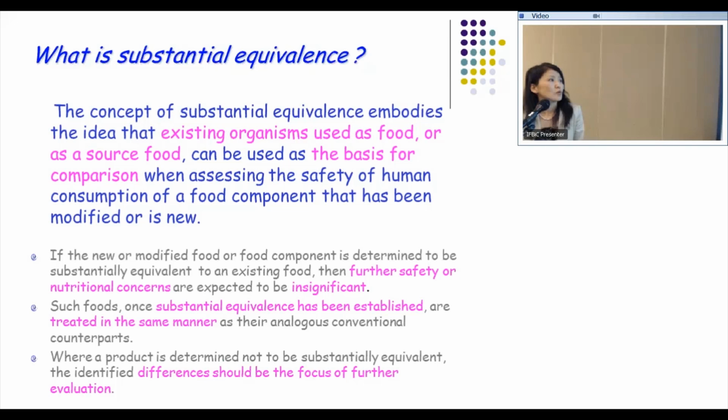For example, when developing GM maize, there is already a conventional maize consumed as a human food. So you can perform the safety assessment by comparing the GM maize and its conventional counterpart. And once the GM maize is determined to be substantially equivalent to the existing food, the GM food is treated in the same manner as its counterpart.